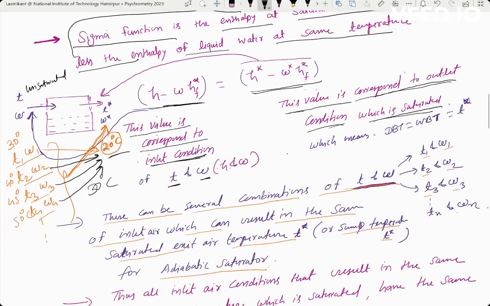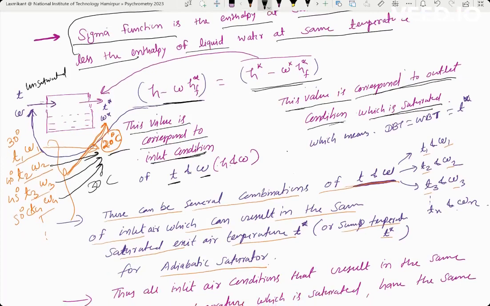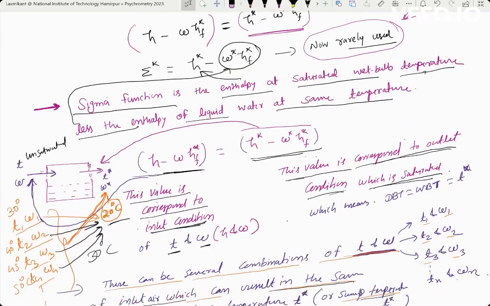Okay, so the meaning of this sentence is that there can be several combinations of T and omega of inlet air which can result in the same saturated exit air temperature T star for an adiabatic saturator. So इस फिगर में अगर मान लो मैं 30 डिग्री सेल्सियस अप्लाई कर रहा हूँ, फॉर एग्जाम्पल मान लो इसका वेट बल्ब टेम्परेचर 20 डिग्री सेल्सियस है, यही 20 डिग्री सेल्सियस वेट बल्ब टेम्परेचर 40 डिग्री सेल्सियस के एयर के लिए भी आ सकता है, 45 डिग्री सेल्सियस के लिए भी सेम वेट बल्ब टेम्परेचर आ सकता है, 50 डिग्री सेल्सियस के लिए भी सेम वेट बल्ब टेम्परेचर आ सकता है.